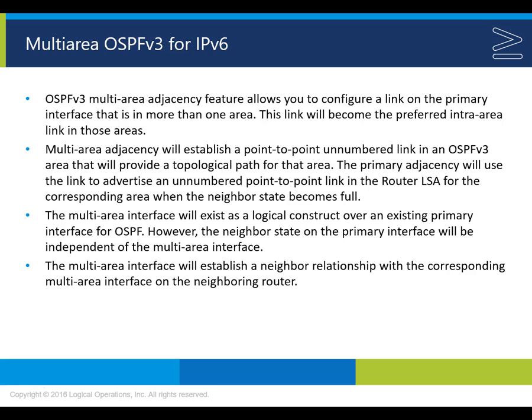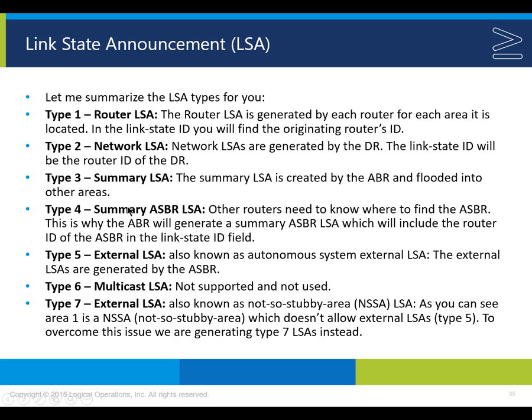Multi-area adjacencies establish a point-to-point unnumbered link in the OSPF area and provide a topological path for that area. Multi-area exists as a logical construct over an existing primary interface for OSPF. A lot of fancy words for saying we're going to have something that has an interface in each of the areas. Then the multi-area interface establishes neighbor relationships with the corresponding interface of the neighboring router, and then it will be allowed to send information across it.